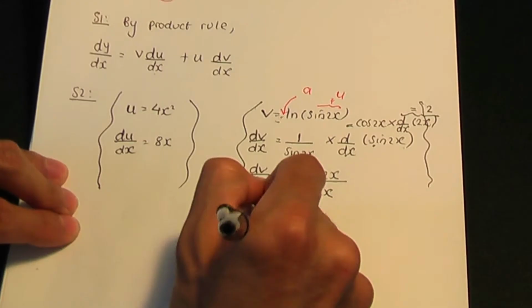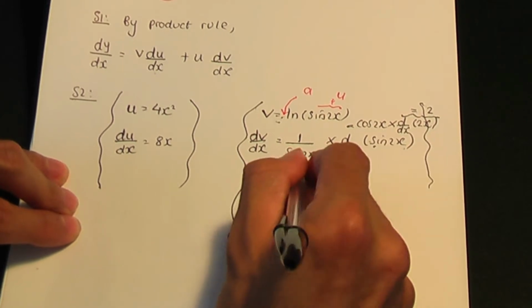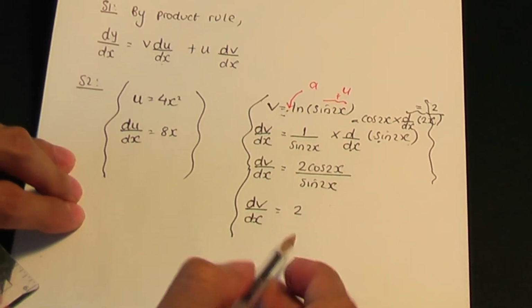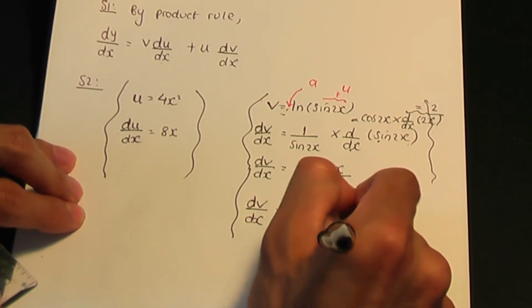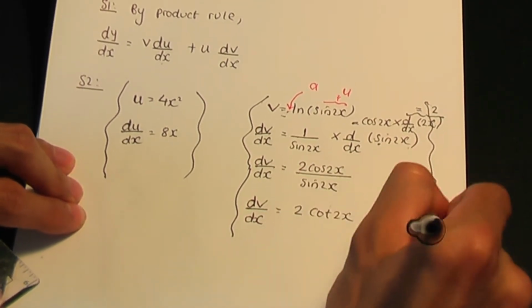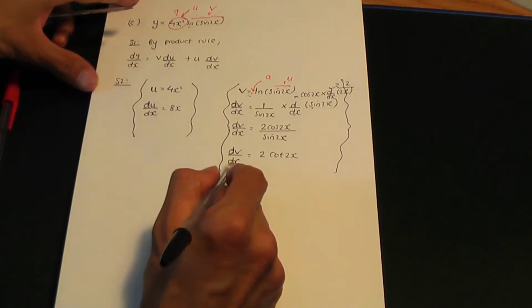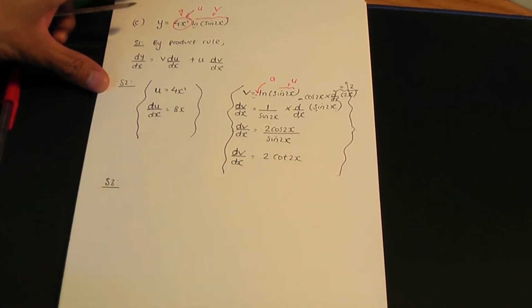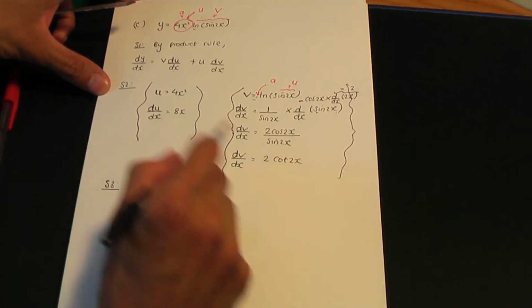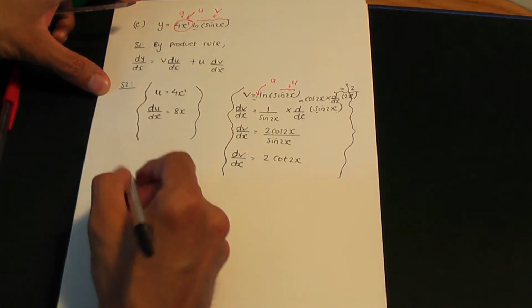Okay? And let me go one extra step. So dv over dx will be 2, and cos 2x divided by sine 2x is cot 2x. So that's the side calculation for dv over dx completed. Final step, step number 3. Let me replace these results here into our product rule.